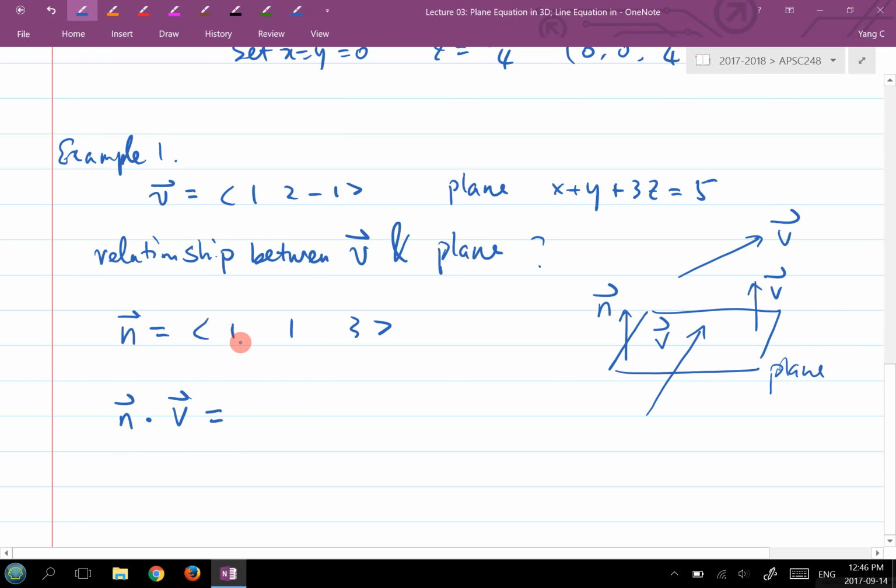So this one dot this one here, which is 1 times 1 plus 1 times 2, plus 3 times -1, which is 1 plus 2, 3, 3 plus -3, 0. Okay? So, as we just discussed, if the dot product is 0, that basically means this n is perpendicular to the v. So if the v is perpendicular to the plane's normal vector, then the vector v must have what kind of relationship to the plane? Parallel.